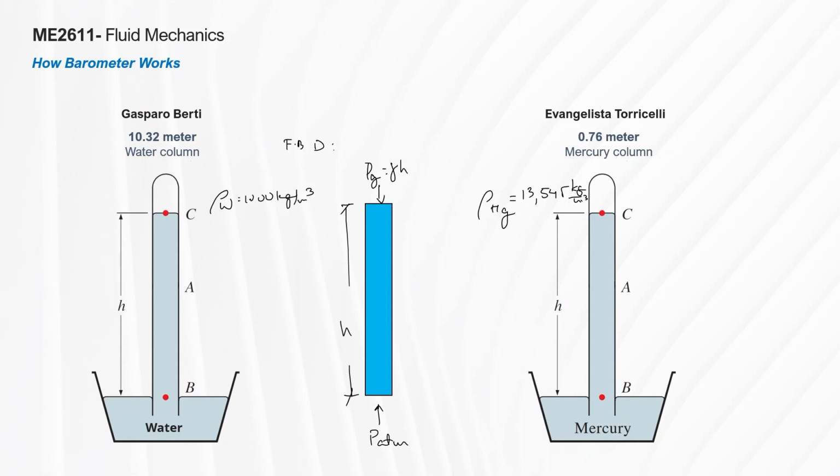Same with mercury: 13,545 times the acceleration due to gravity, I'm using 9.8066, and then times 0.76. And you would realize it is almost close to 101 kilopascal. Pascal, I think, sorry. Yeah, so just divide by 1,000 for kilopascal. Okay? So that's how your barometer works.